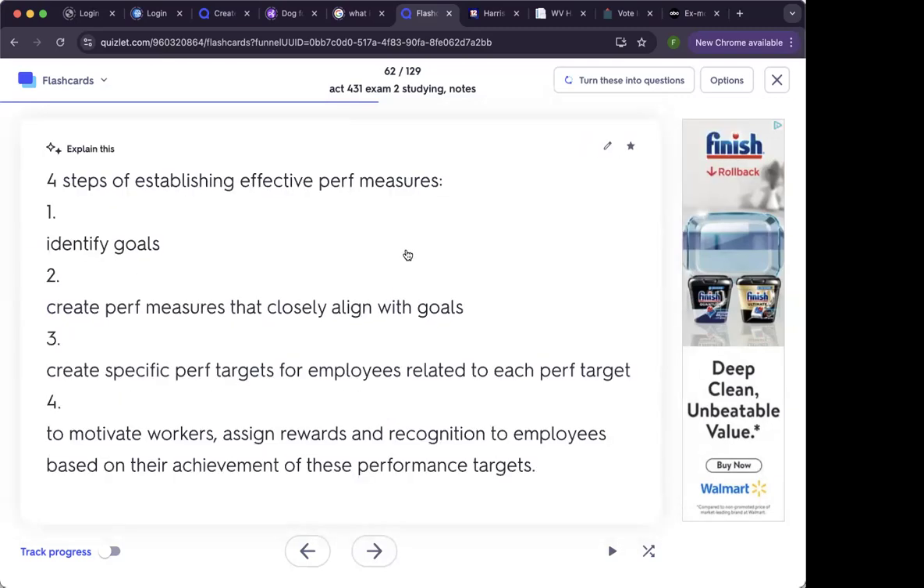4 steps of establishing effective performance measures. Identify goals. Create performance measures that closely align with those goals. Create specific performance targets for employees to reach related to each performance target. And to motivate workers, assign rewards and recognition to employees based on their achievement of these performance targets.